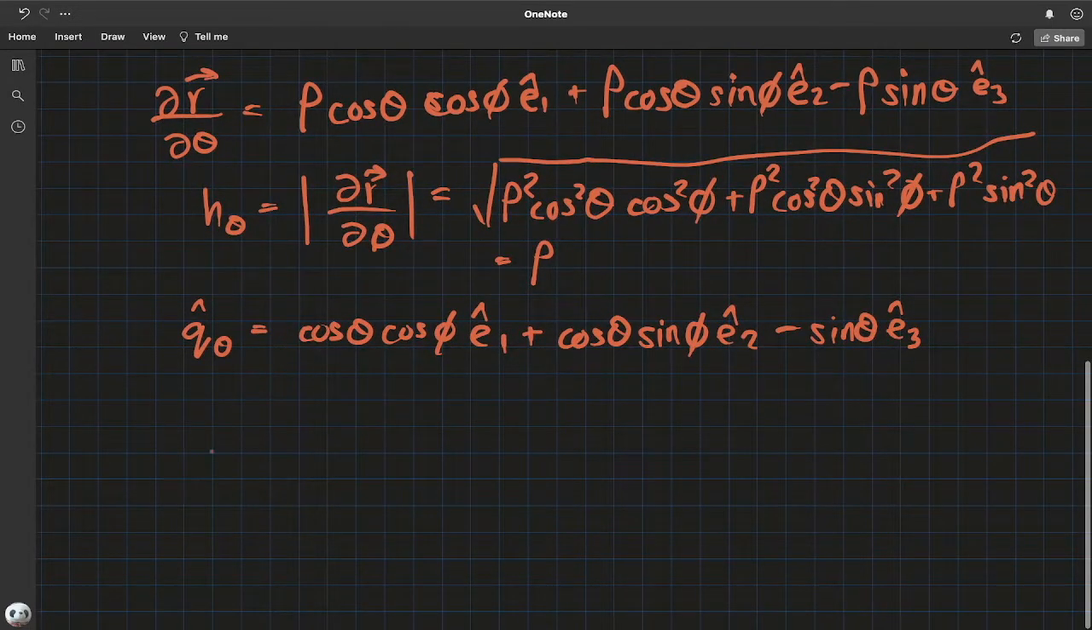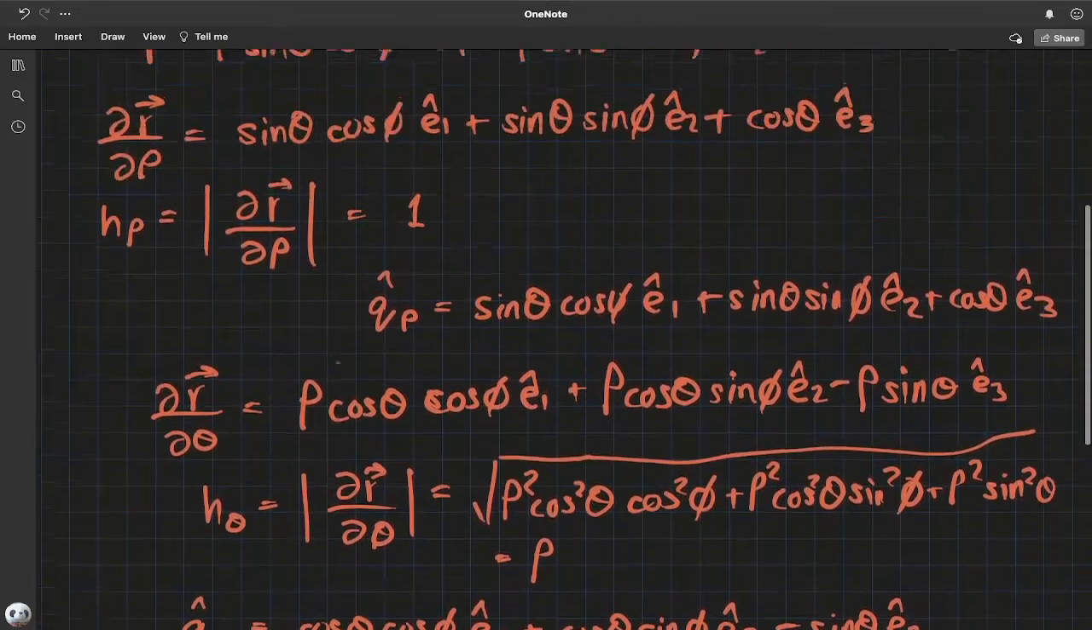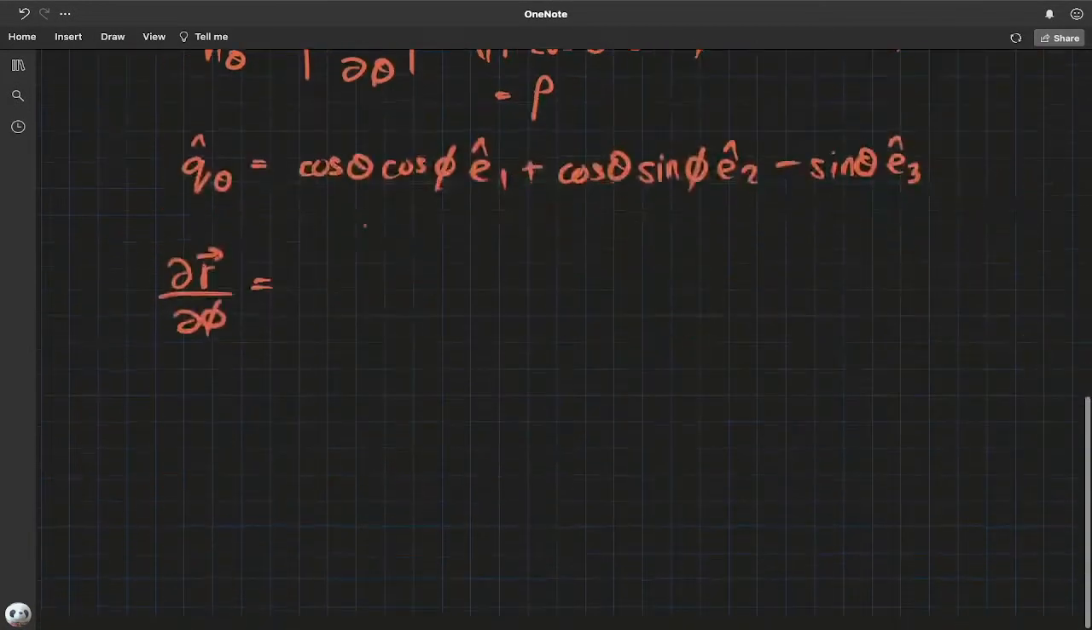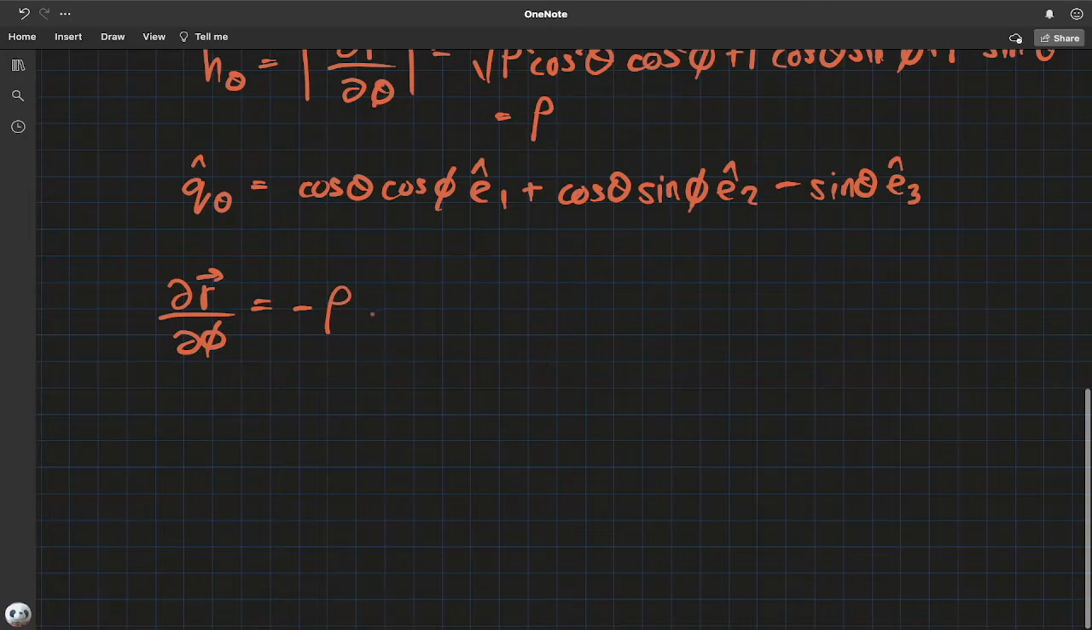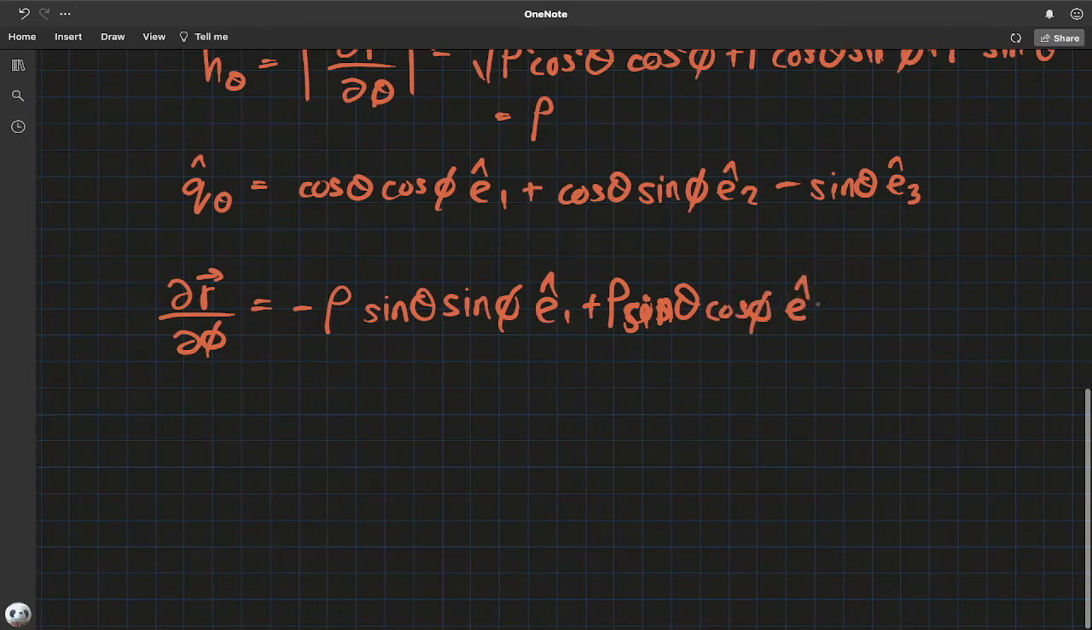Okay, now the last one, partial r with respect to phi. If you do that, you have negative rho sine theta sine phi e1 hat, and a plus here, rho sine theta cosine phi e2 hat, and you have a 0 e3 hat because there's no phi for that.